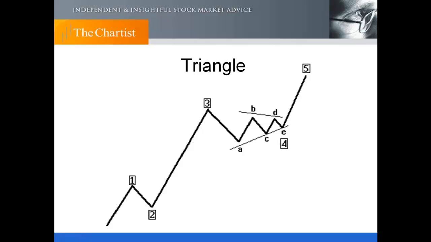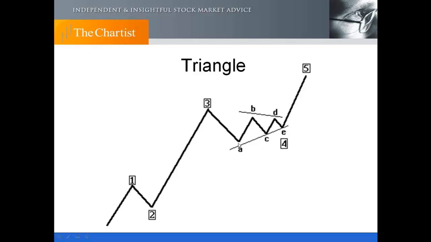Lastly, we're going to look at a triangle. A triangle will only ever appear in the wave 4 position. A triangle can never appear in the wave 2 position. A triangle can only appear in the wave 4. If you see a triangle on a chart, and as I said, watch out for CSR when we bring it up, when you see a triangle in a chart, it has to be a wave 4 or a wave B. It cannot be a wave 2.